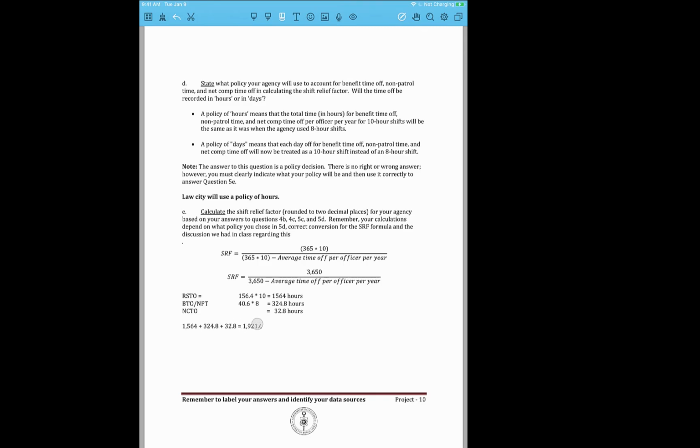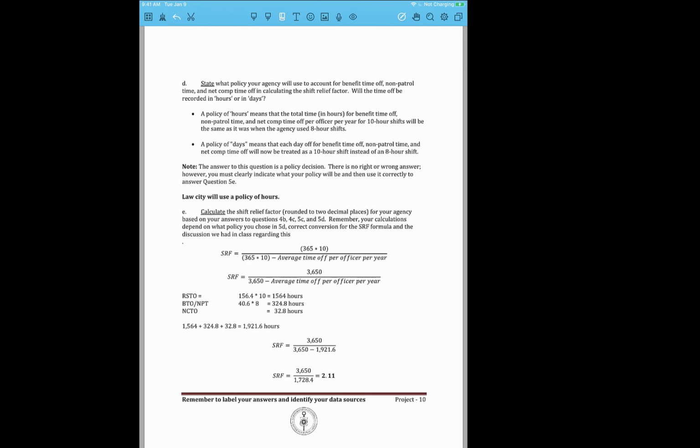Okay, when I add them up, I come up with 1921.6 hours. So now I can plug these hours into the shift relief factor formula and come up with the shift relief factor. So I plug in my numbers, get 3650 divided by 3650 minus that average time off. When I do that calculation, I come up with 2.11.